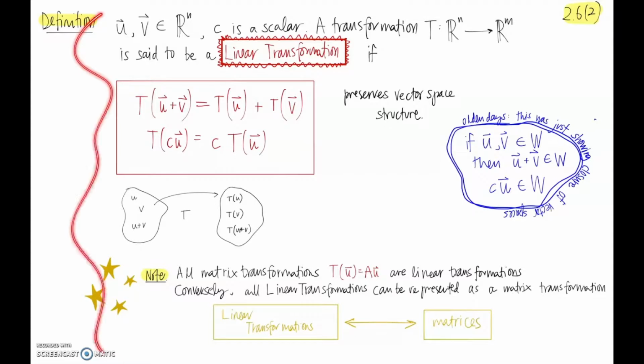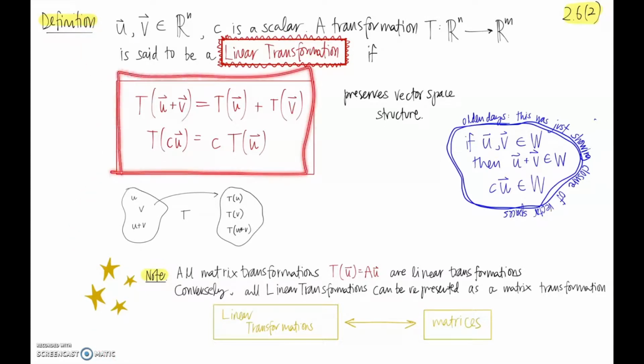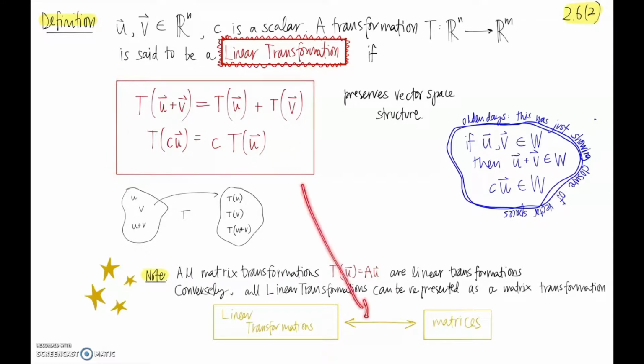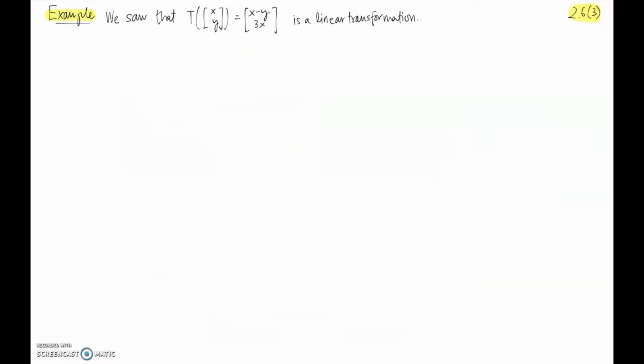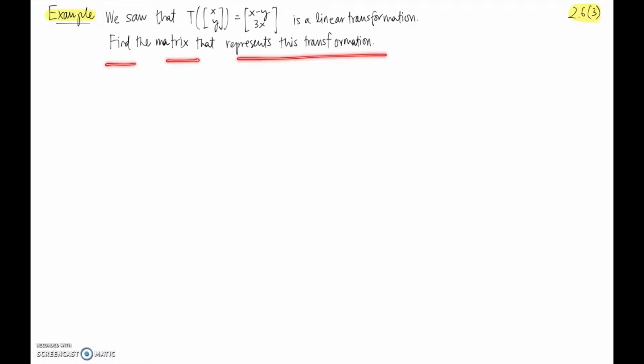Okay, we've got a lot of theory going on here. This definition of what a linear transformation is, and the idea that essentially if you see a matrix, that really is a linear transformation. Let's get back to an example and make things a little more concrete for a minute. Earlier we saw that this transformation, defined by the first element minus the second element, and then 3 times the first element, is in fact a linear transformation. And we're asked to find the matrix that represents this transformation.